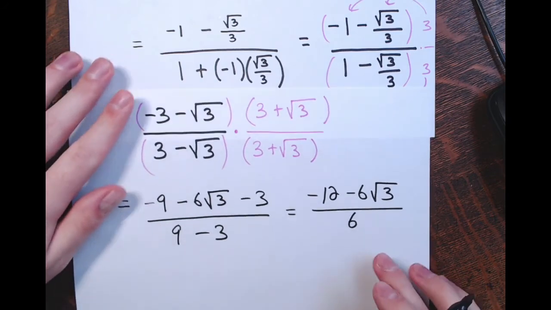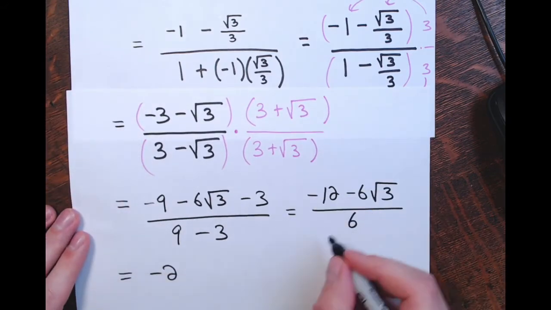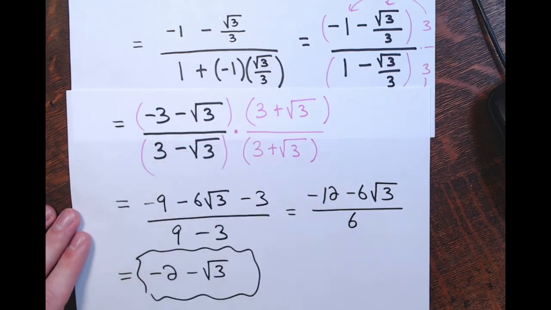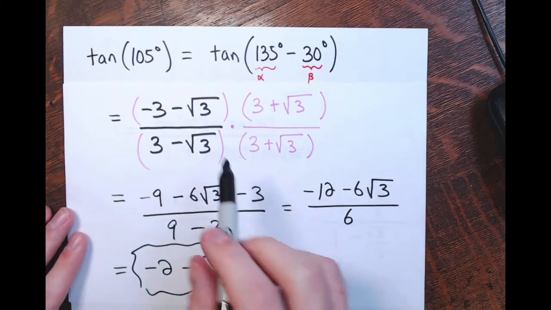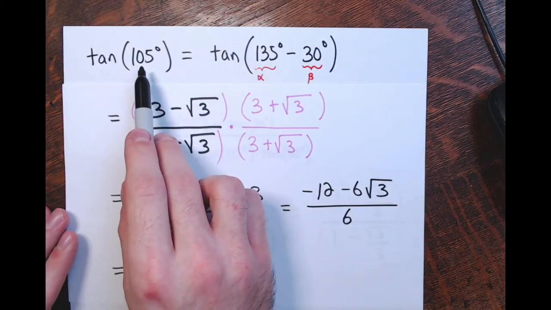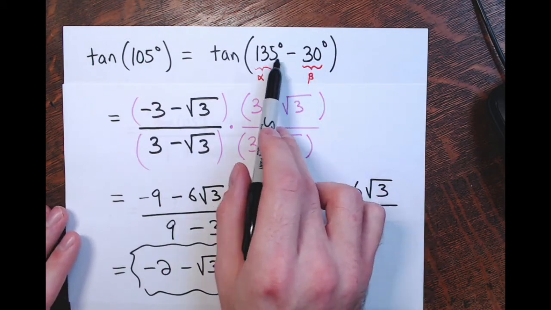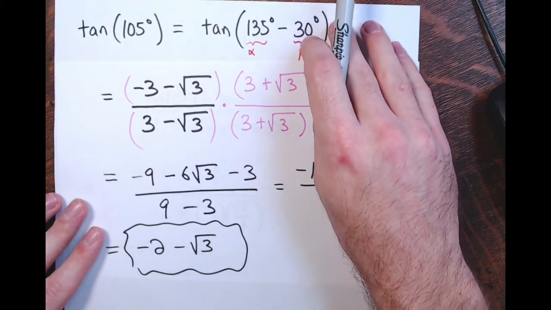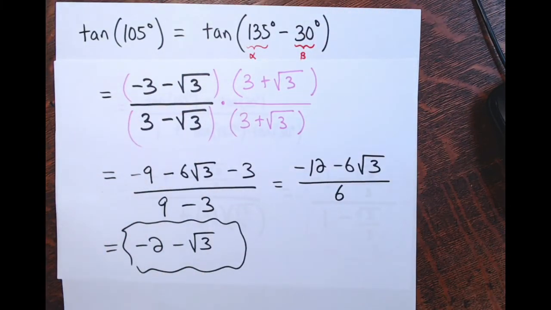All right. So up top I have negative 12 minus 6 root 3 divided by 6. And then you divide each of these terms up top by 6. Negative 12 divided by 6 is negative 2. And then the negative 6 root 3 over 6 would be negative square root of 3. And this is a lot simpler looking than that fraction there. So after all that, the tangent of a 105 degree angle, if you rewrite this as the difference of two special angles and then go through the difference formula like this, is this value here, negative 2 minus the square root of 3.